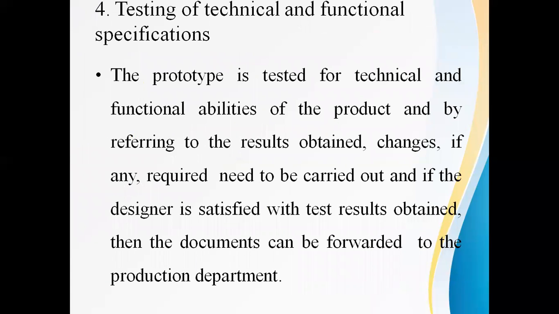Fourth stage is testing of technical and functional specifications. The prototype is tested for technical and functional abilities of the product, and by referring to the results obtained, changes, if any required, need to be carried out. And if the designer is satisfied with the test results obtained, then the documents can be forwarded to the production department.